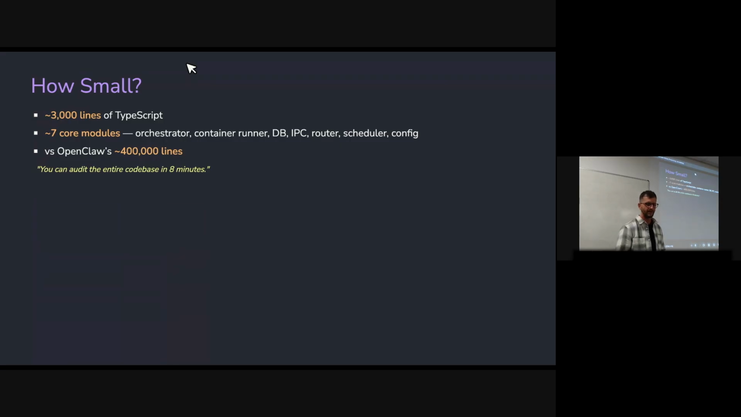But how small is this tool? It's just 3,000 lines of TypeScript. So it has 7 core modules, and compared to OpenClaw, it's very, very small. The creator of this agent says that you can audit the whole code in just 8 minutes.